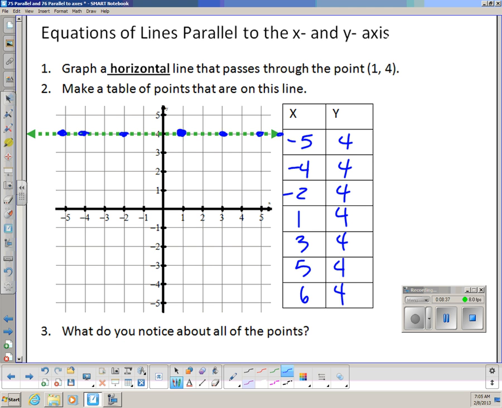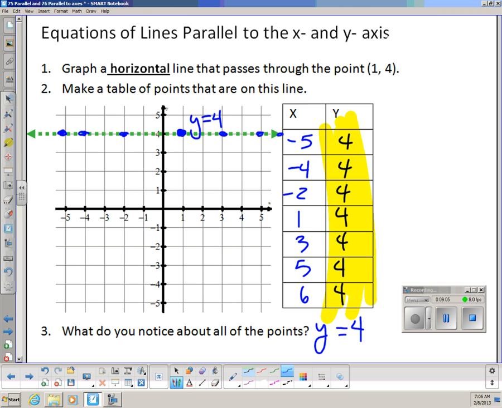Okay? And the thing to notice about all of these points is that the y value is always equal to 4. No matter what x value you're at, the y value is always equal to 4. So the y value equals 4, always. And that's actually the equation of this line. This is the equation y equals 4.